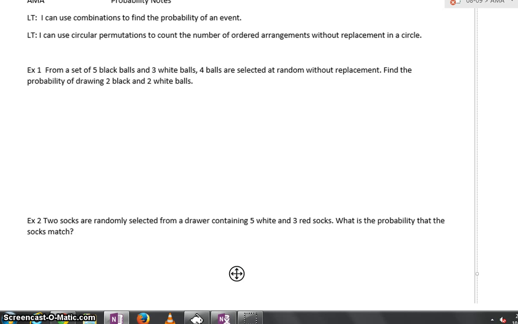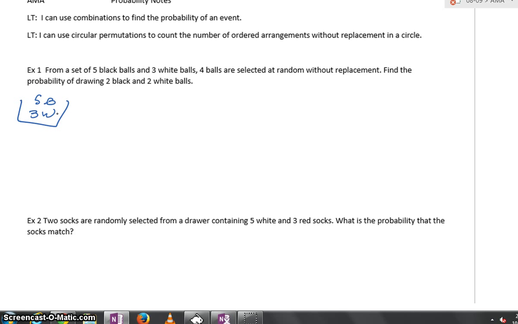You've dealt with a problem where you had to select a number of items, but now it's going to get more complicated. It says from a set of 5 black balls and 3 white balls, 4 balls are going to be selected at random without replacement. Find the probability of drawing 2 black and 2 white balls. In the past, when you looked at homework, you would be asked the very simple question, what's the probability of drawing a black ball or the other ball? And it wouldn't be all that challenging.